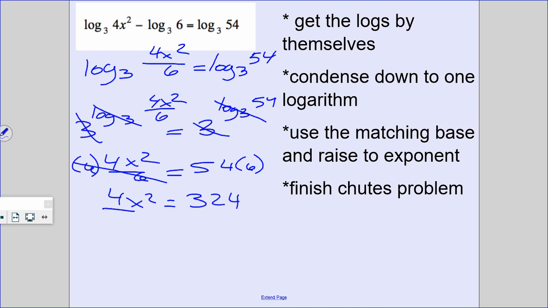Then what do I do next? Square root it. Divide by 4 first. Which is farther away from the x? The exponent. Okay, but when we're solving, we go backwards. We do sad math. Sad math. We go backwards.